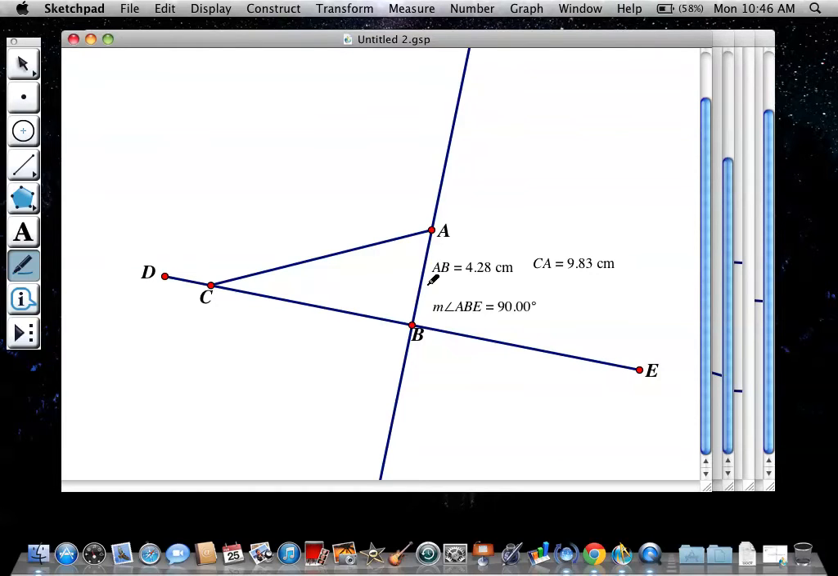Now, this angle is ABE. It's 90 degrees, so therefore it's perpendicular. And it is the shortest distance. A to B is 4.28. If you notice, when I have AC here, when I move it back and forth, it is always bigger than AB, unless it is actually at AB, where it is 4.28.